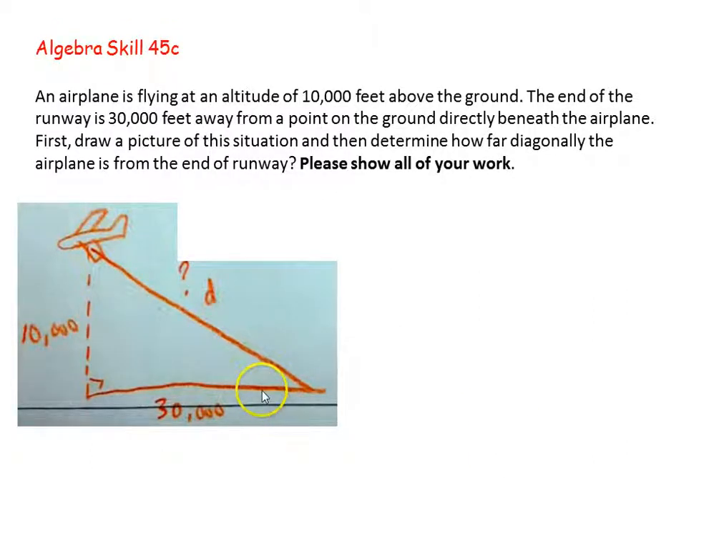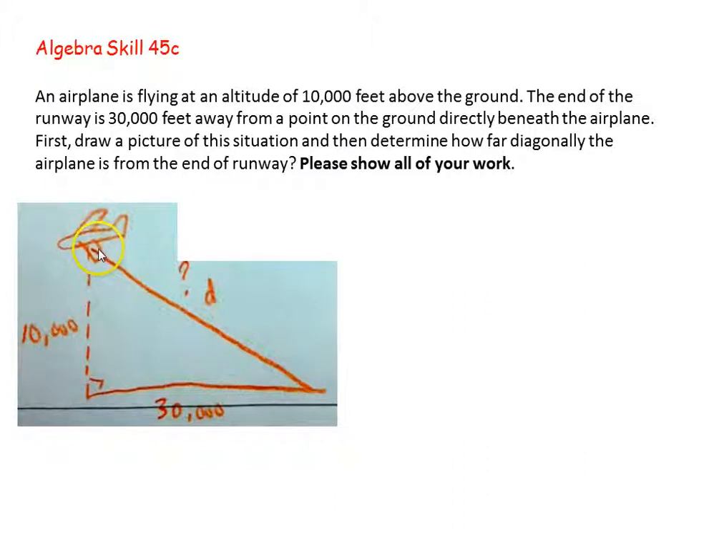Same type of problem here where we have this picture here that Mr. Nelson drew from the solutions that are on Moodle as well. We have an airplane that's flying at an altitude of 10,000 feet, so that means that it's 10,000 feet from the ground. And the end of the runway is 30,000 feet away from a point on the ground, so we have this the end of the runway right here. We want to draw a picture of the situation and determine how far diagonally the airplane is from the end of the runway. So if this is the end of the runway and the plane is right here, 10,000 feet above the ground, how far is this distance here?